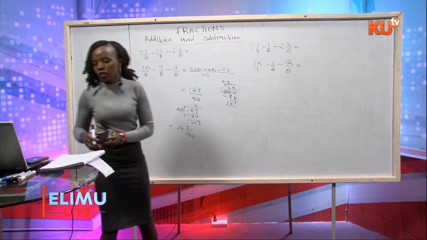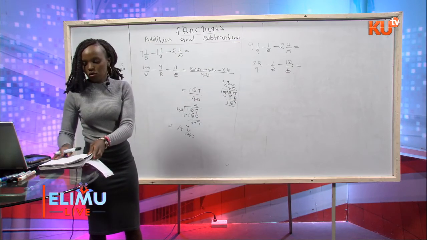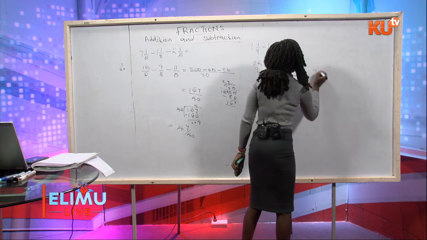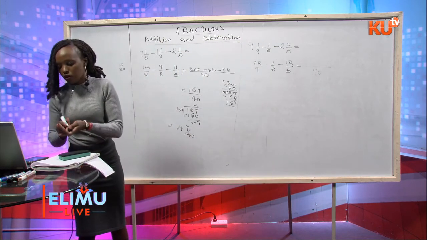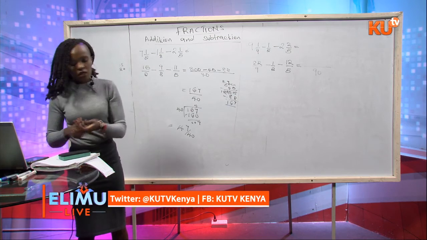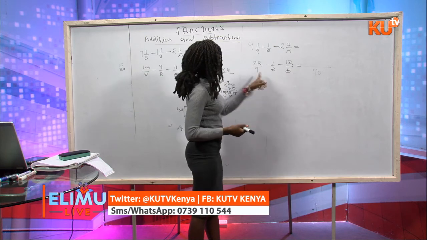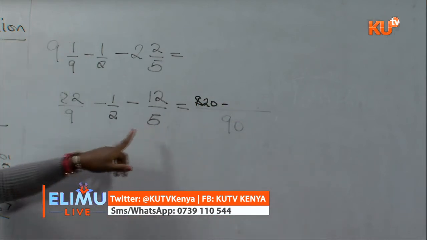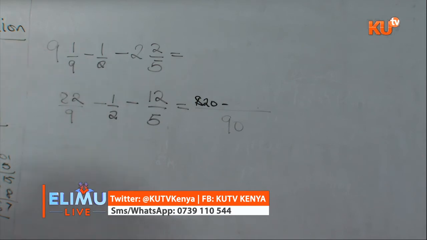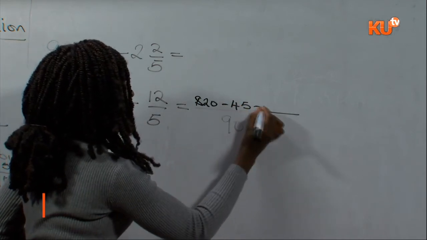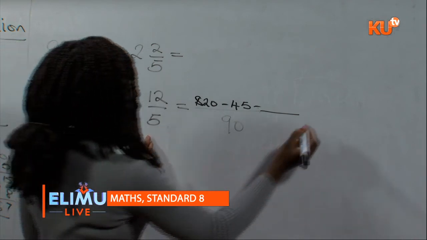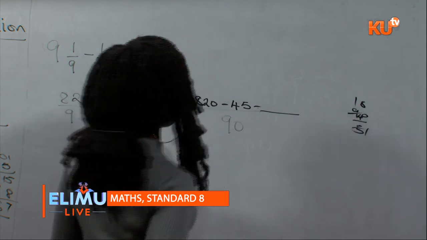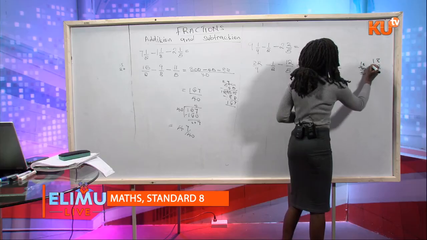So we get the LCM. The LCM of 9, 2, and 5 is 90. 90 divided by 9 is 10. 10 times 82, we get 820. Minus 90 divided by 2 is 45. 45 times 1 is 45. Minus 90 divided by 5 is 18. Then 18 times 12.